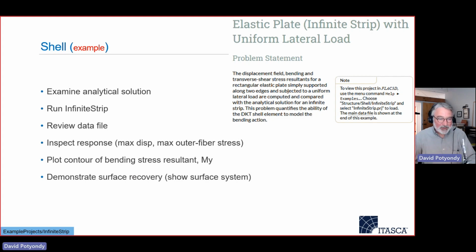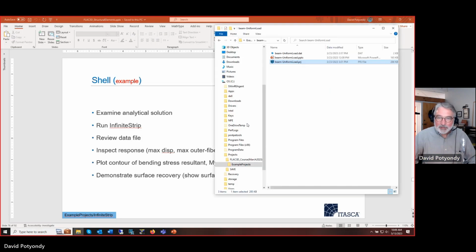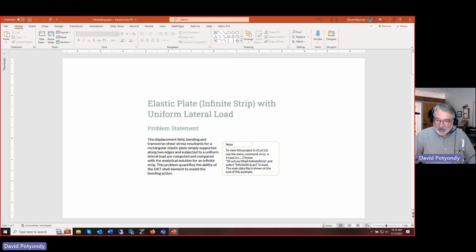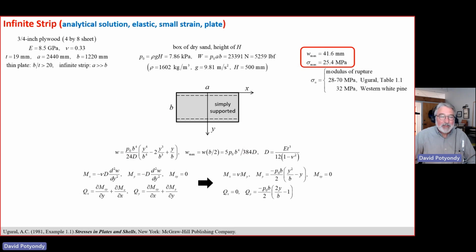So let's just take a quick look at this thing. So here's an example called infinite strip. So we're going to go here into the example that's called infinite strip. This is described in the manual. It's one of the verification problems. And here's the basic idea. It's a long strip with A greater than B. It's simply supported and it has a pressure.